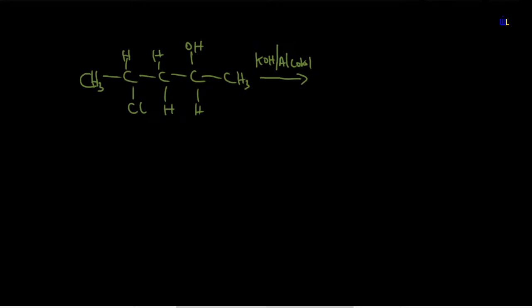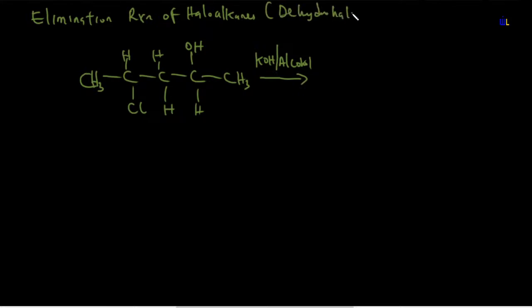Okay, so let's see. Let's produce that. I forgot to mention that the elimination reaction of haloalkanes or haloorganic compounds is what we refer to as dehydrohalogenation. So if you do not see elimination reaction, you can see it as dehydrohalogenation.